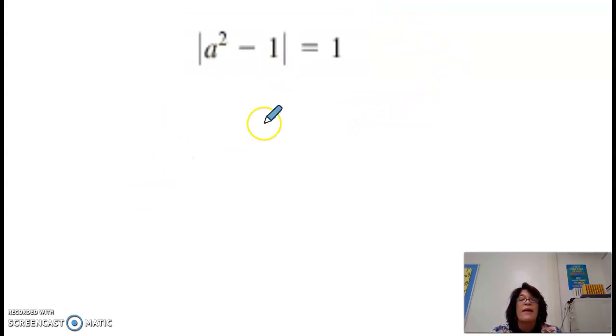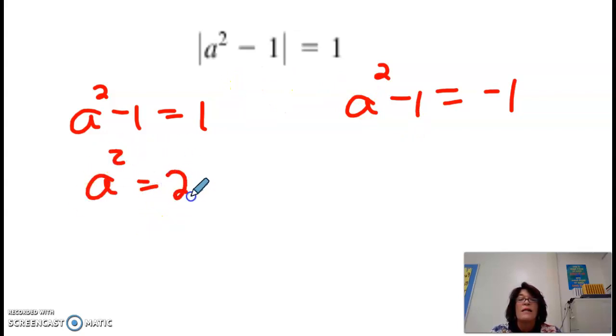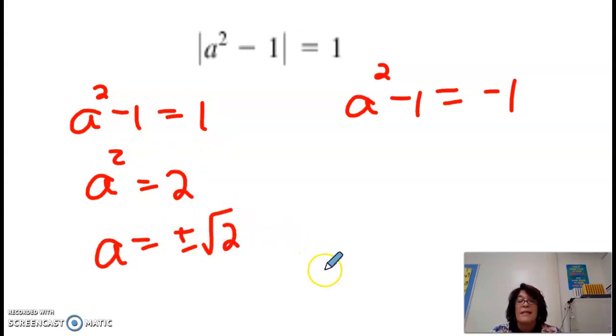All right, absolute value. When I have absolute value equal to something, that means what's inside the absolute value either equals what it says it does, or the inside of the absolute value could equal -1, because in the end, I'm taking the absolute value of it to get 1. So I'll add 1 to both sides, take the square root. When I take the square root, I have to say plus or minus. Add 1 to both sides.